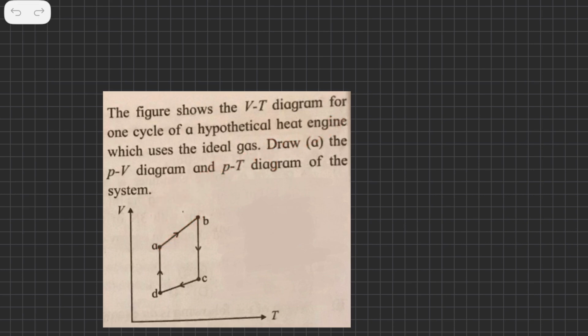Similarly you can go back for this one as well. If you see this graph, the volume is decreasing and the temperature is also decreasing, and it is very similar to the AB graph. The CD graph is very similar to the AB graph. So here also the process would be an isobaric process, and the pressure would remain constant.